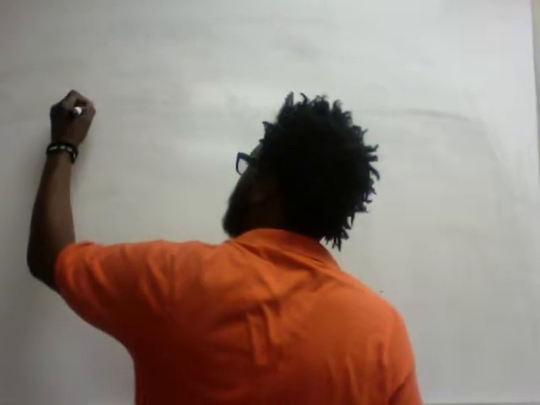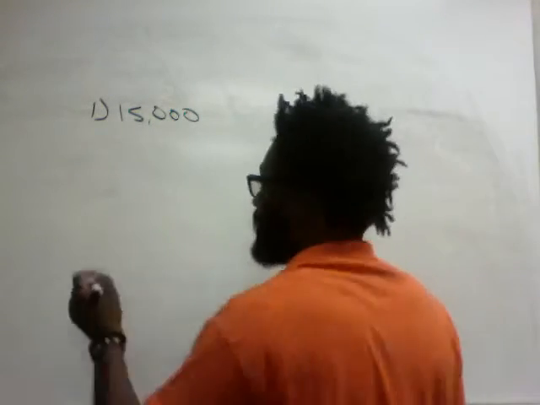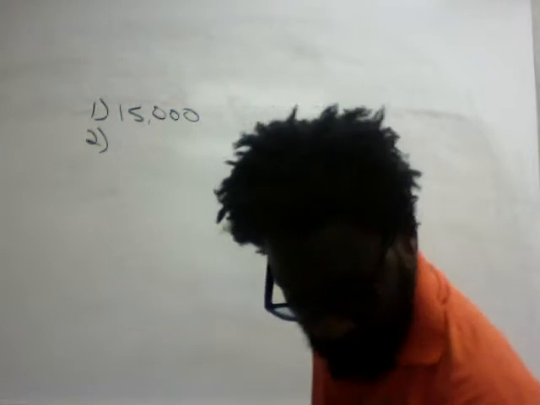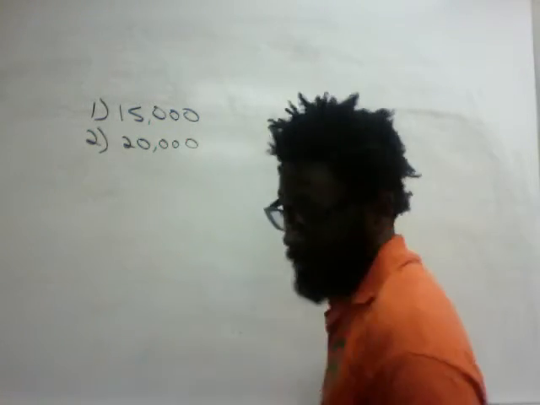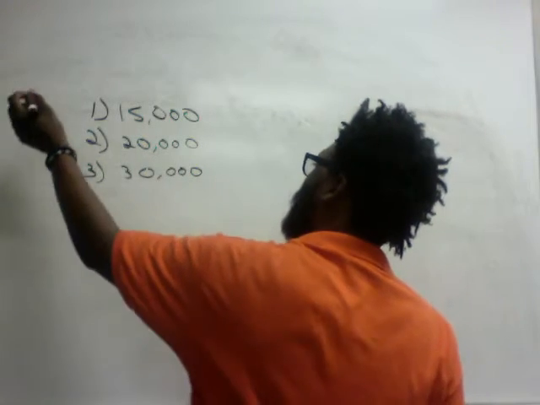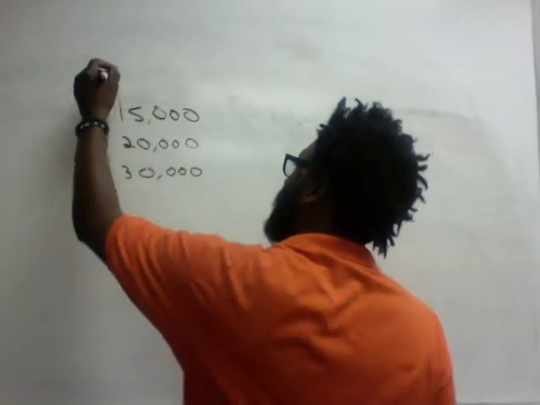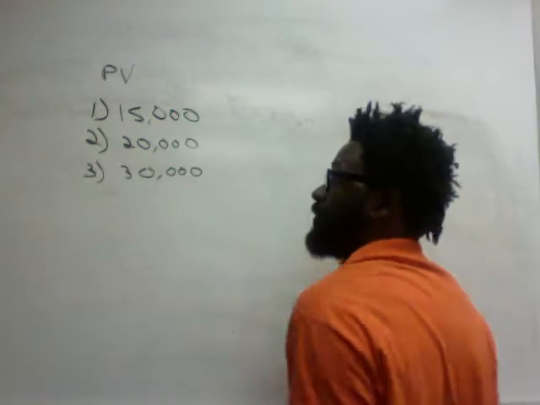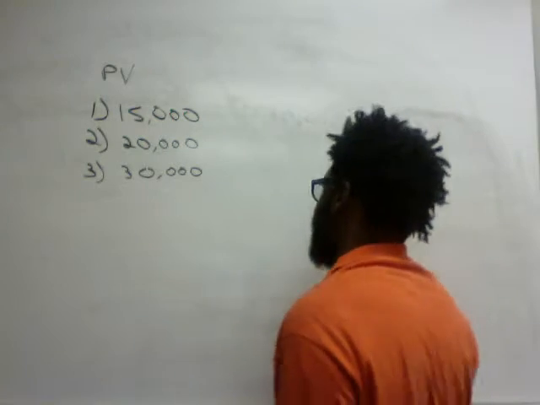And so I'm going to give you 3 different single amounts. Let's say the first amount is going to be 15,000. Second amount is going to be 20,000. And the third amount is going to be 30,000. So these are actually the current amount invested. The current amount invested, we're going to call this the present value, PV. Why is it the present value? Because this is the current amount of the value of the investment, the present value.